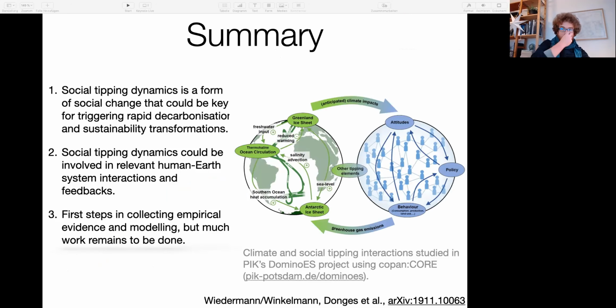Social tipping dynamics could be involved in relevant human-Earth system interactions and feedbacks, and hence should be studied for understanding the future dynamics of the Earth system in the Anthropocene. And then finally, first steps in collecting empirical evidence and modeling are done, but much work, of course, remains. And we're working on this in the DOMINOES project, with some links on the right-hand side, for example.